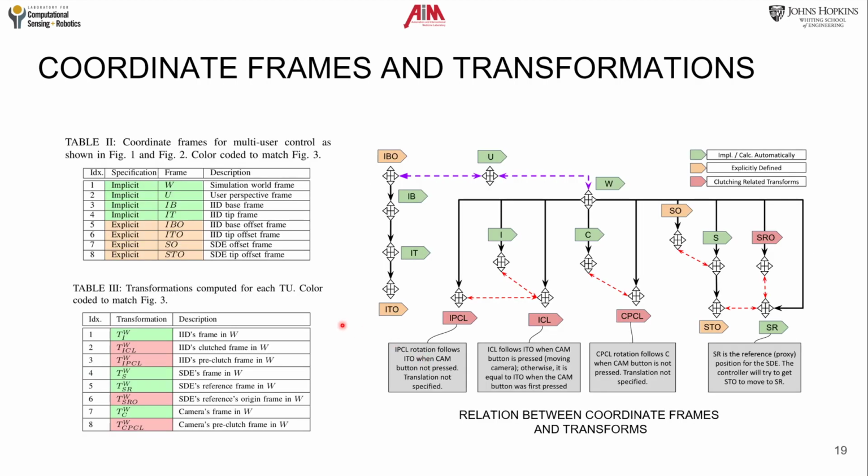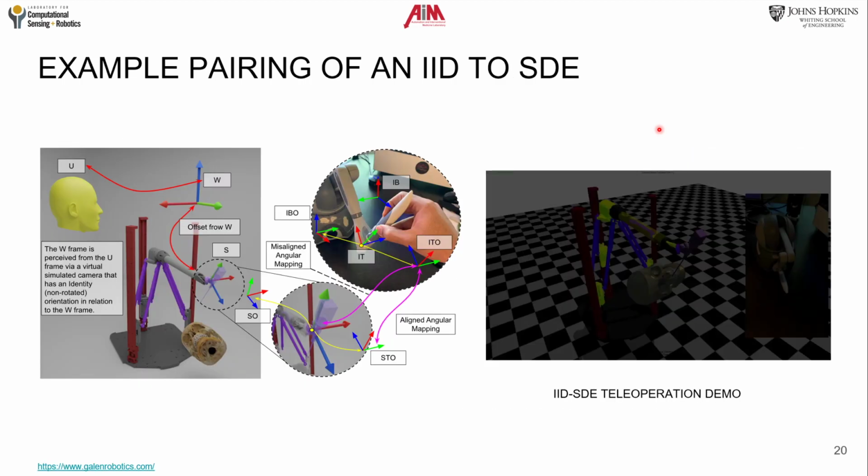While only 4 mapping transforms are user specifiable, there are a total of 8 coordinate frames and 8 transforms associated with each telerobotic unit. The frames and transforms are divided into 3 categories and are color-coded on the slide. The 3 categories of frames and transforms include implicitly specified or beyond user control, explicitly specified by the user, and proxy or caching transforms that modulate the control laws affecting teleoperation and force feedback.